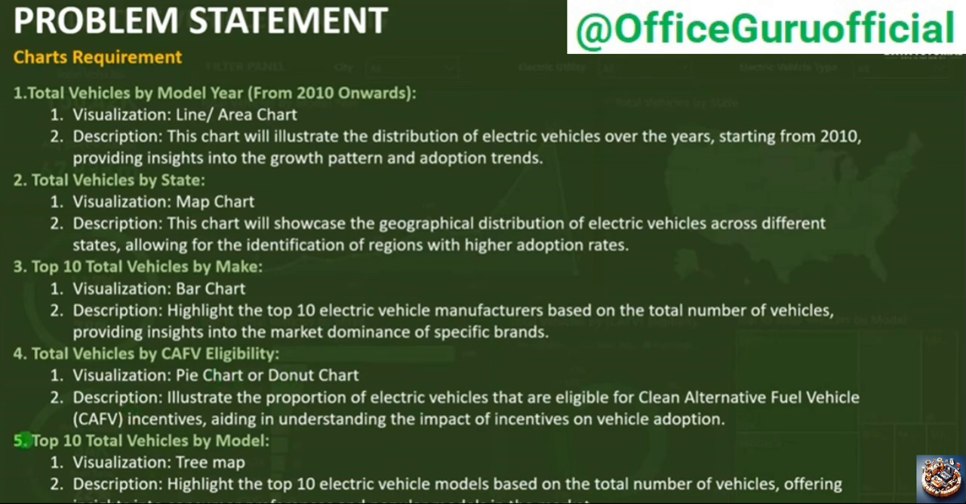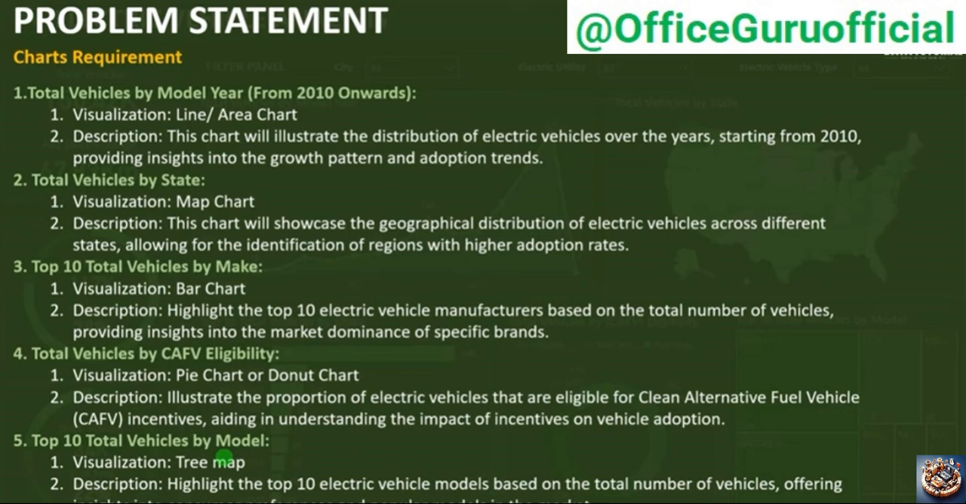Then total, or we can say top 10 total vehicles by model, and it can be analyzed in a tree map. You can also analyze in a bar chart, but the tree map will give us more idea here, right? So which model of that particular company, or of that particular make, is the best seller, and out of that 10 we have to find out. Got it? So these are the total chart requirements which we are going to see in this entire dashboard, which will give us a deep dive into the data.